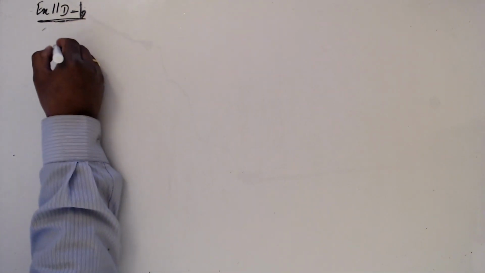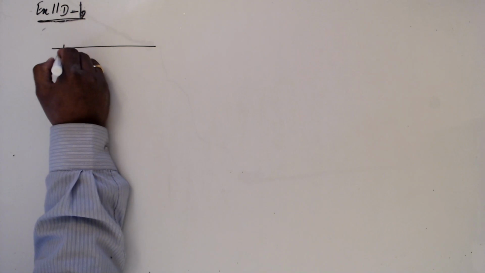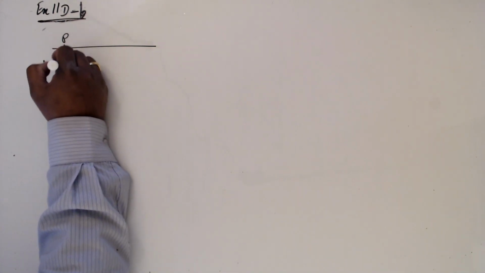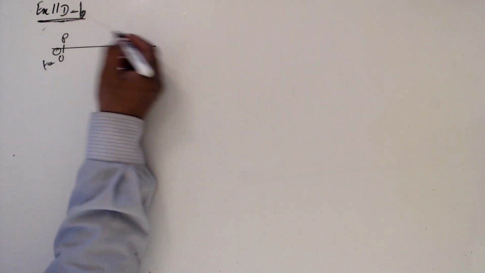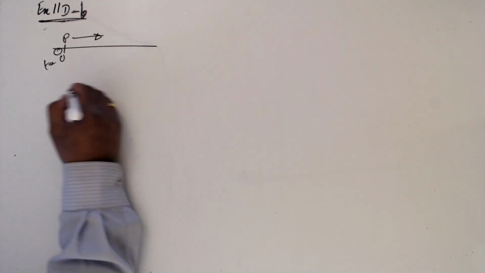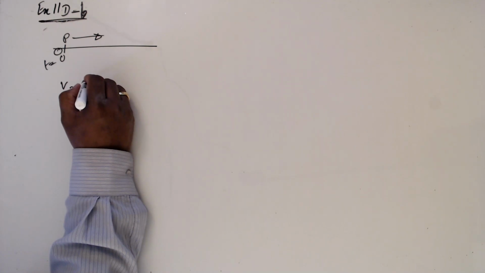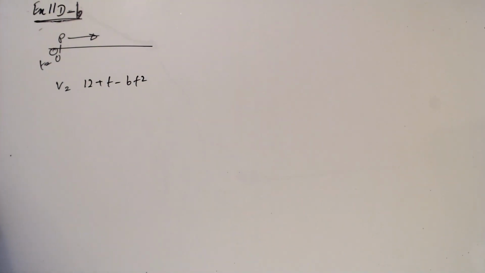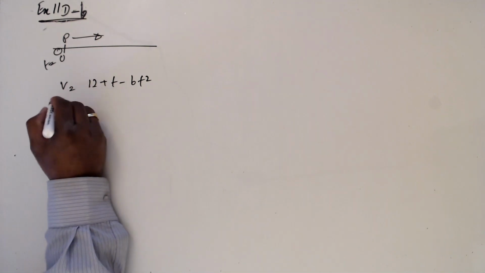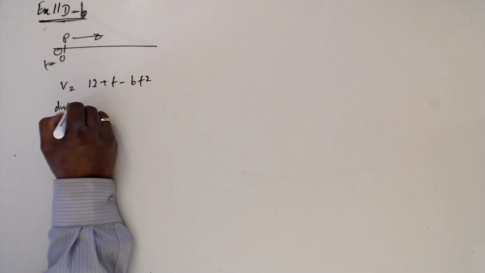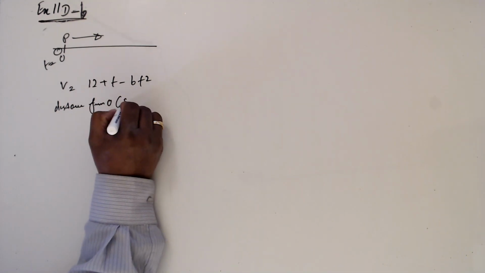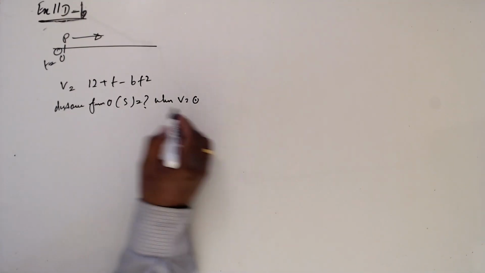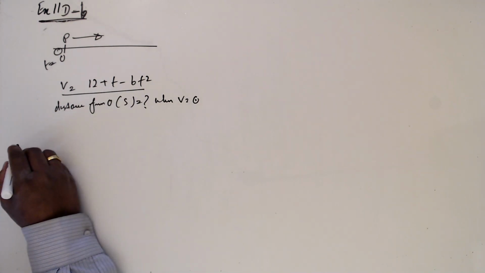Question number 6. A particle is moving on a straight line starting from O when t equals 0. This is the point O, and velocity is given by the equation 12 + t − 6t². So we need to find the distance from O, which is S, when v equals 0. So we'll find the time when v equals 0.